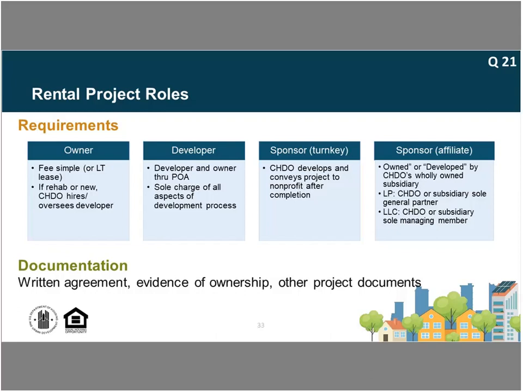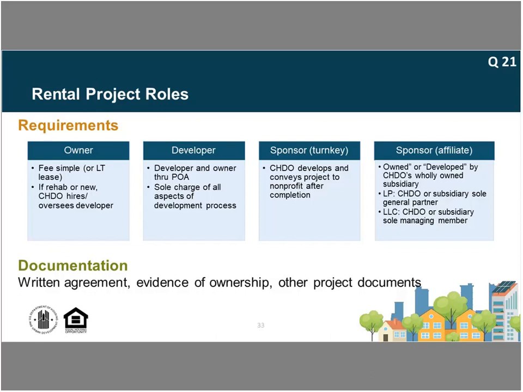The sponsor methods get us into situations where the CHDO won't be the owner for the full development and occupancy period. The turnkey method essentially is a method by which the CHDO identifies another nonprofit that it's going to pass the project to after it's developed. For example, a CHDO develops a project and then conveys it to a service provider who works with the special population that have been designated as a priority for that project.